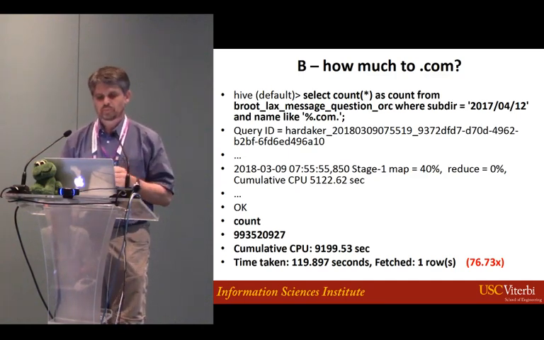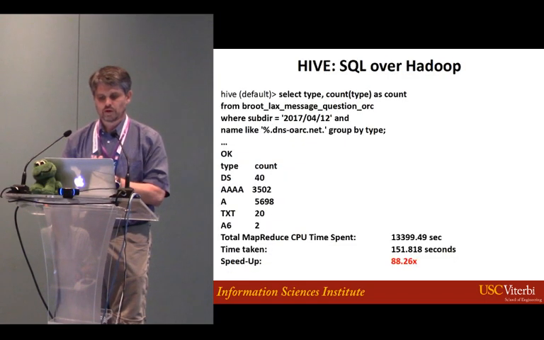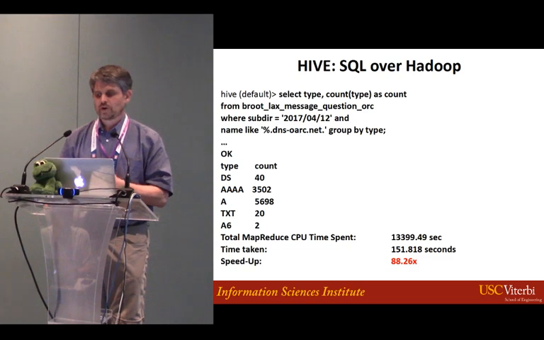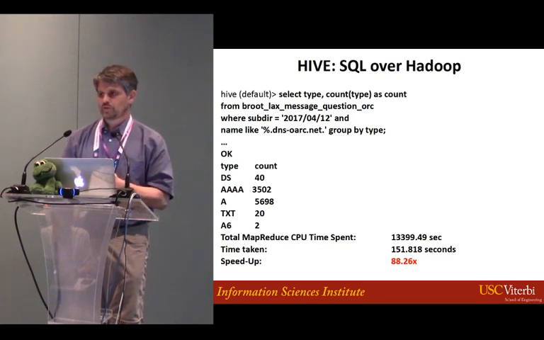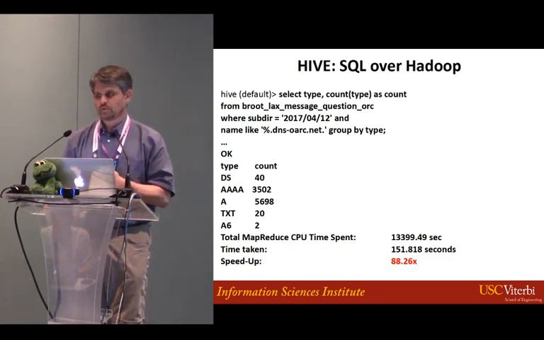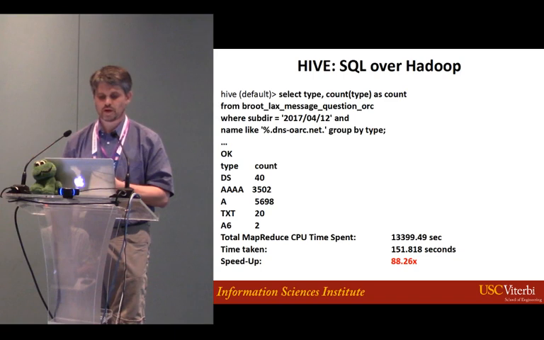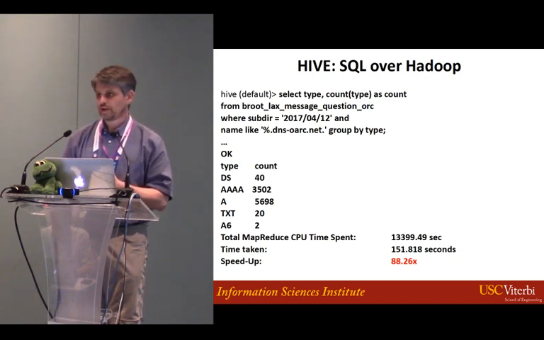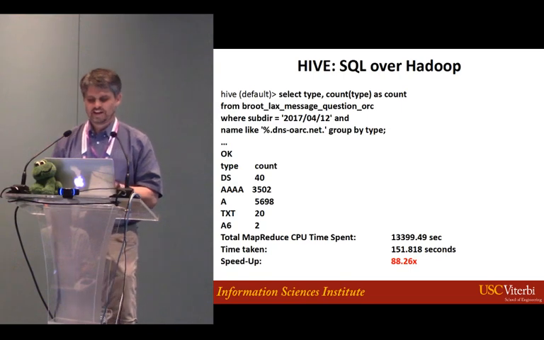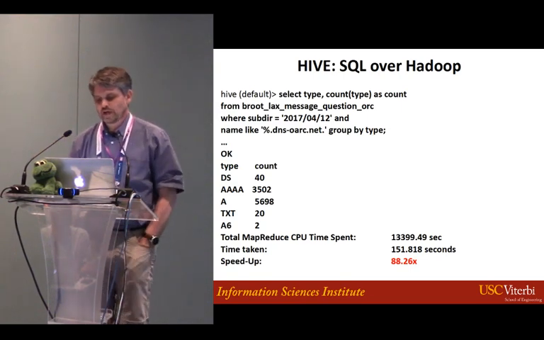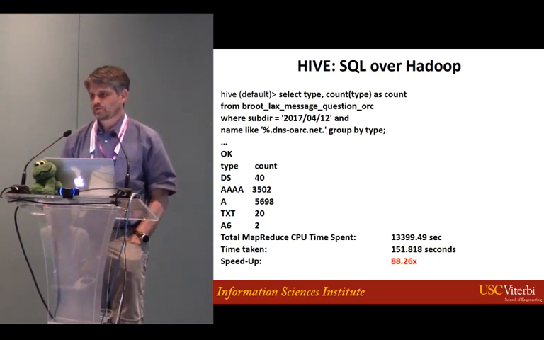But here's another example where I am looking for all the DNS OARC.net names that were sent to B-root within that day, grouped by type, so that you can see that there were 40 queries for DS records, 3,500 for Quad A, yada, yada, yada. 2 for A6, by the way. Those things just never die. And that ran in 151 seconds, so it's really quite quick.